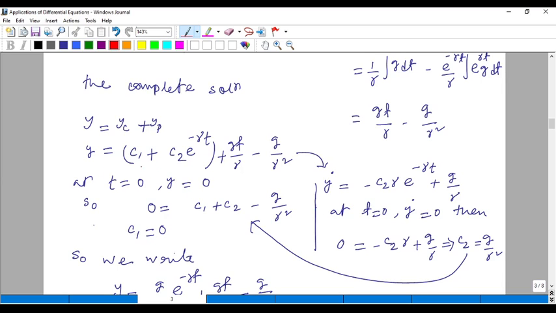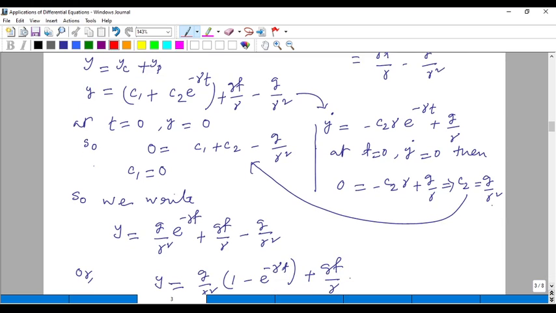For this equation at t equal to 0, we know that y equal to 0, so c1 plus c2 minus g by gamma square equal to 0. And from the expression of the velocity at t equal to 0, that is y dot equal to 0, we get minus c2 gamma plus g by gamma equal to 0, so c2 equal to g by gamma square. Putting this value of c2 into the equation c1 plus c2 minus g by gamma square equal to 0, we get c1 equal to 0. So c1 equal to 0 and c2 equal to g by gamma square.